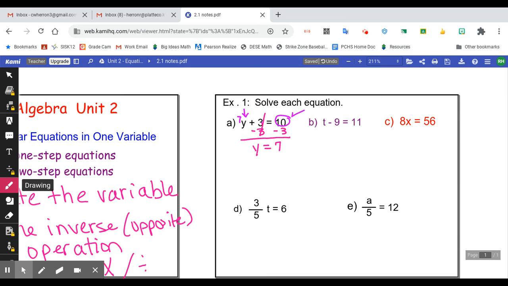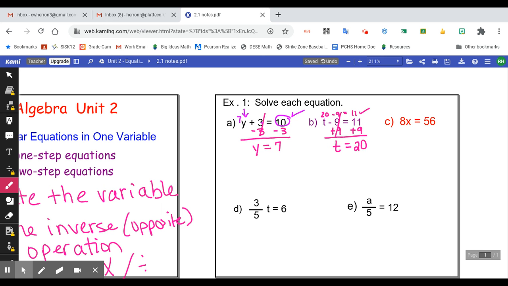t minus 9 equals 11. So if I'm subtracting 9, I need to add 9 to solve. These cancel out, and we are left with t equals 20. Okay, again, if I plug 20 back in here and subtract 9 and hit equals, I get 11, and that means we're correct. Okay, so there's add and subtract.